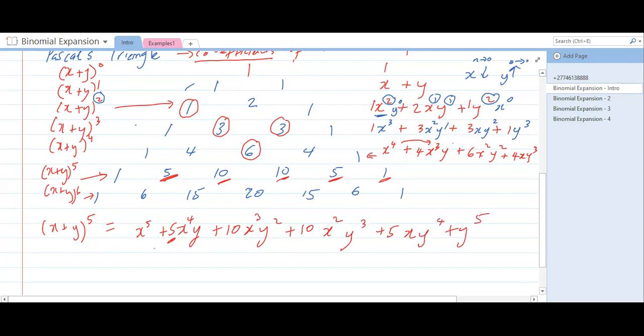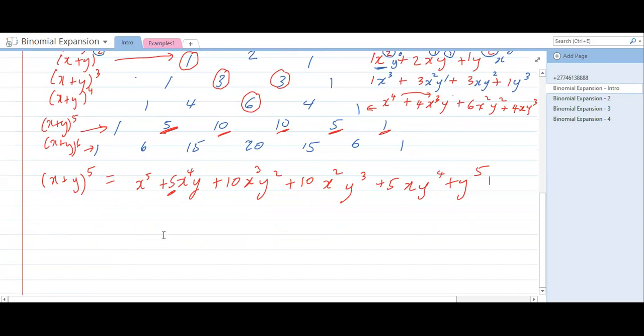So this is, now the problem arises if we do this. What happens if we have x plus y to the power 11 or x plus y to the power 40? How are we going to get coefficients? How will we get the coefficients if we have x plus y to the power 40?